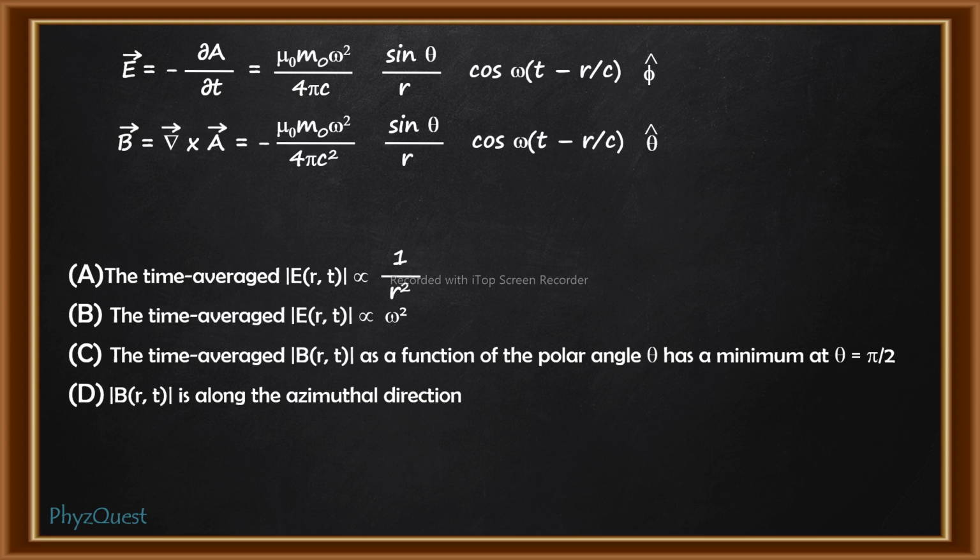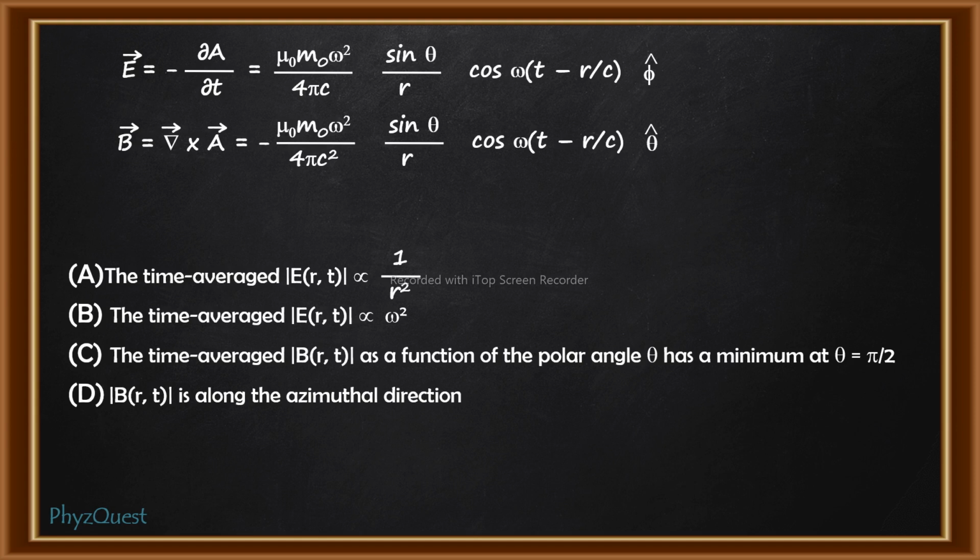Option C says the time average value of magnetic field as a function of polar angle theta has a minimum at theta equal to pi by 2. Here, as you can see, it is a function of sine theta. Sine theta has a maximum value at theta equal to pi by 2. Therefore this expression at theta equal to pi by 2 will give a maximum. It will definitely not give a minimum value. So this option is also not correct.